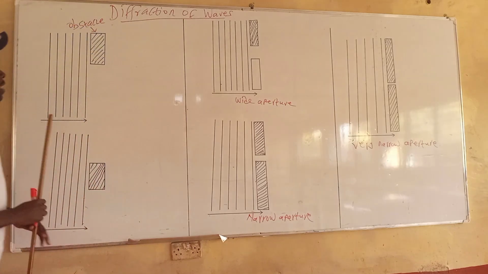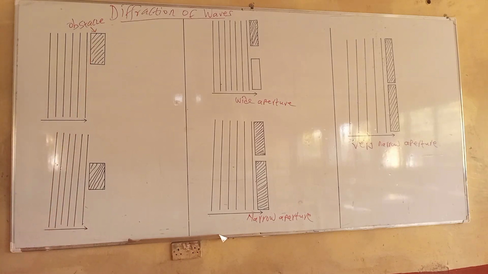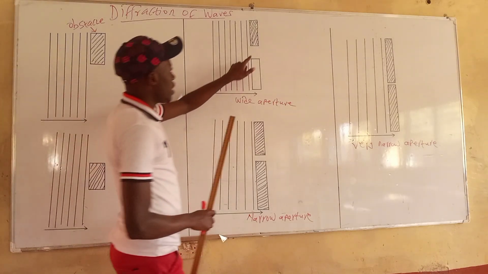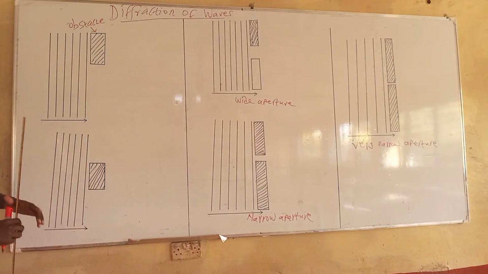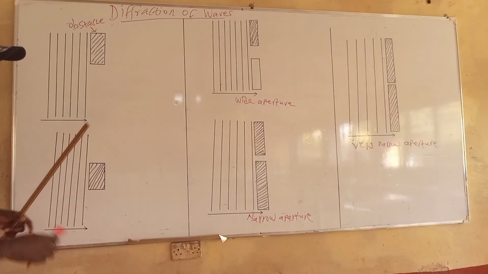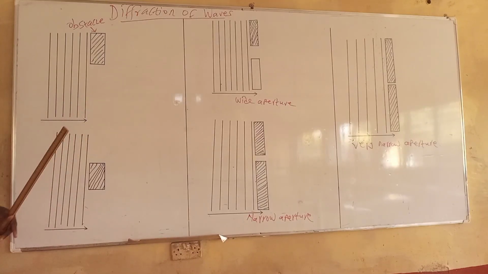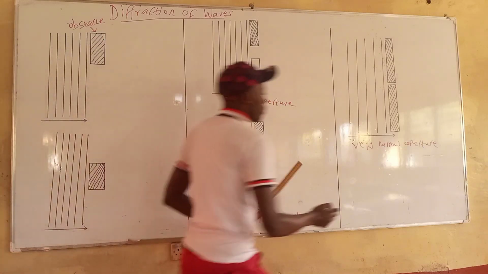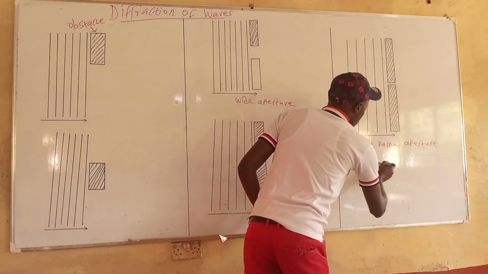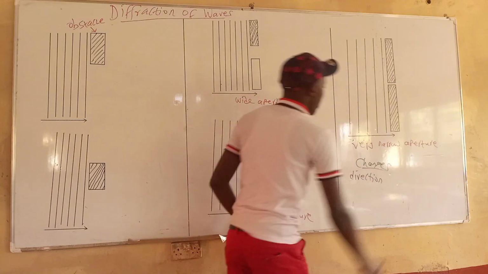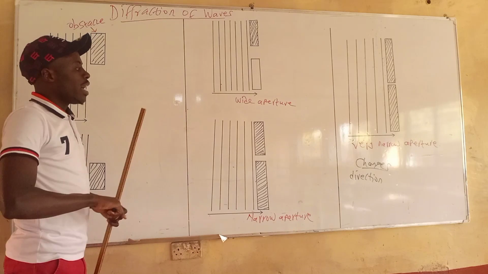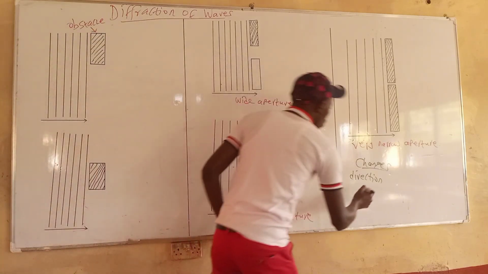So we want to know how waves are normally diffracted, and it's important to note that waves are normally diffracted when they pass across a barrier or when they pass across an aperture or a narrow opening. It's also important to note that when diffraction occurs, only one variable changes. What changes is only the direction. Only the direction of the wave changes, and all the other factors do not change.